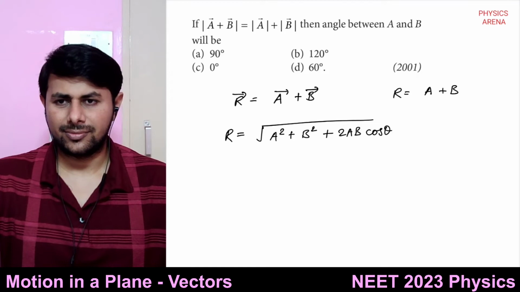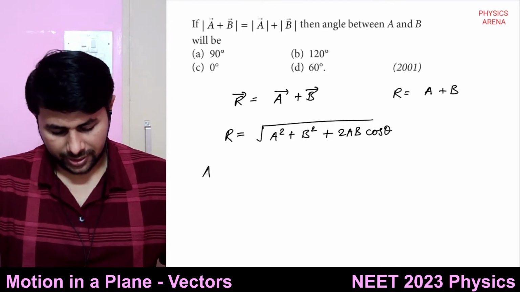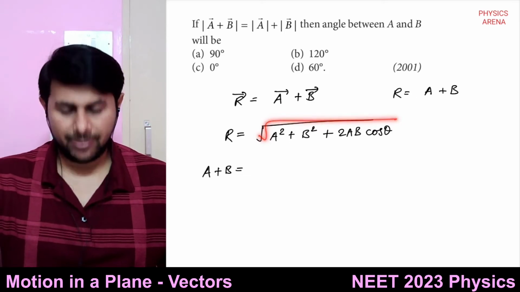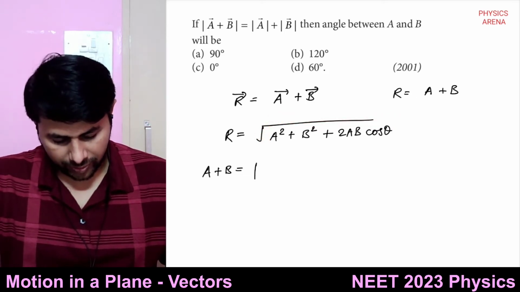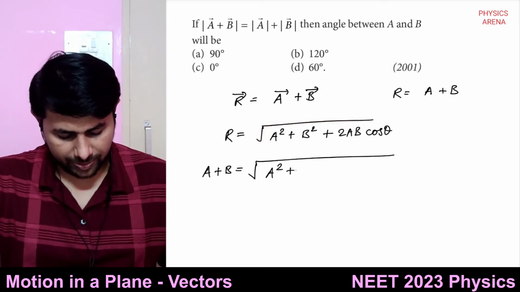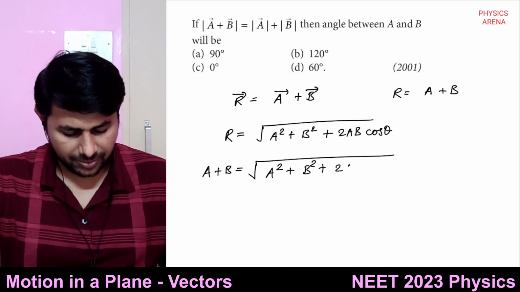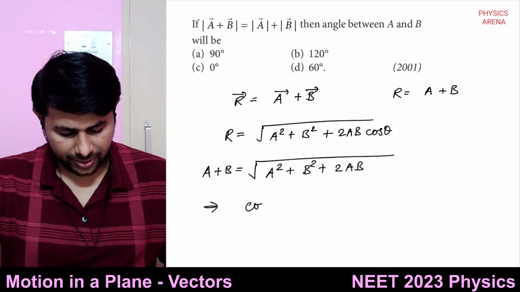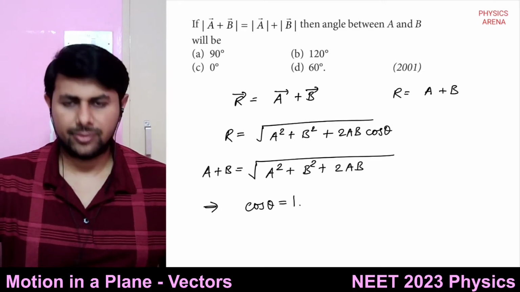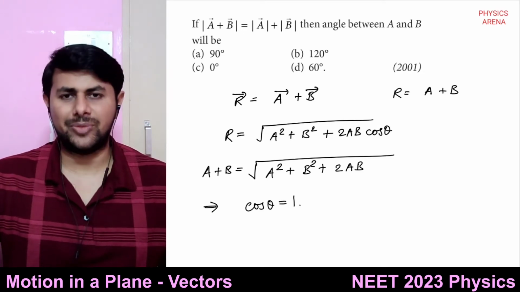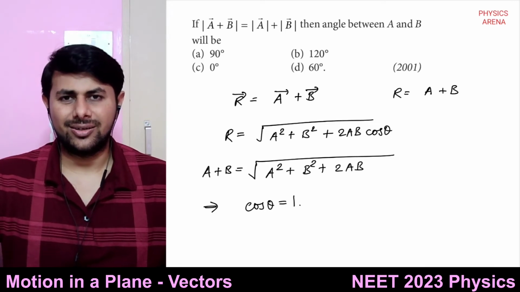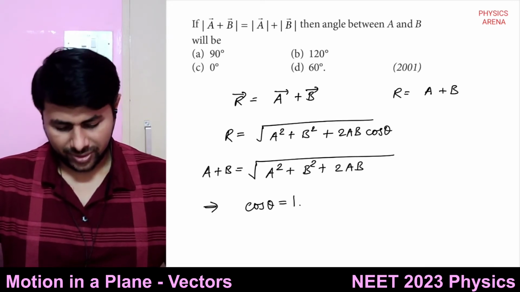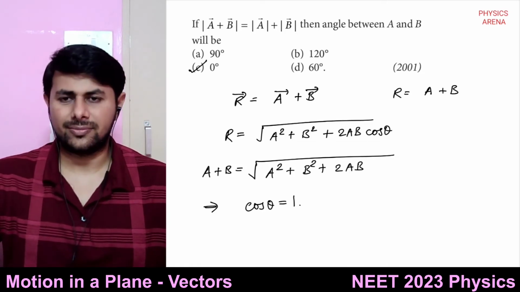So this is equal to A plus B. That means the term inside the bracket is A plus B square. So what is A plus B square? It is A square plus B square plus 2AB. And that means cos theta is equal to 1. Now you can say how much the angle will be. We know cos 0 is 1, so the angle is 0 degrees.